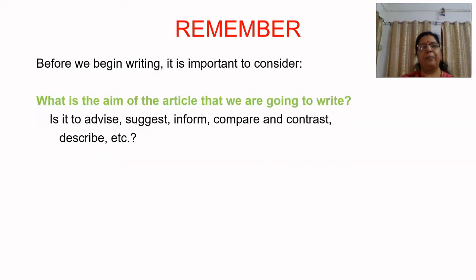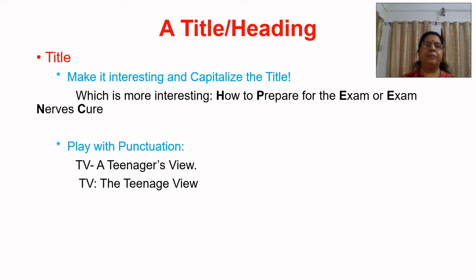So let us begin. But let us remember one thing. Before we begin writing, it is important to consider what is the aim of the article that we are going to write. Is it to advise, suggest, inform, compare and contrast, describe, etc.? Here, the topic we have got is water pollution. What is our aim here? We are going to inform the world. We are going to give some suggestions and a piece of advice.